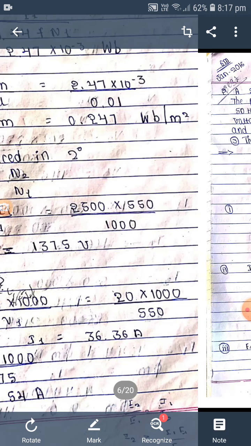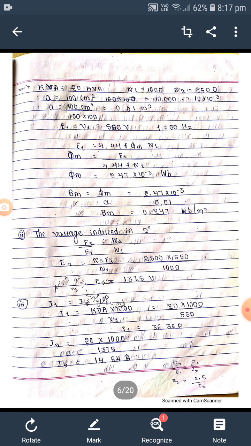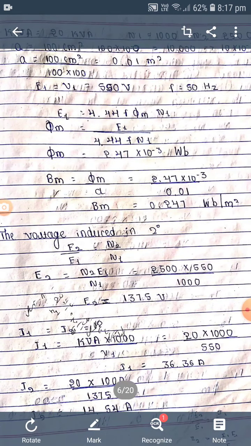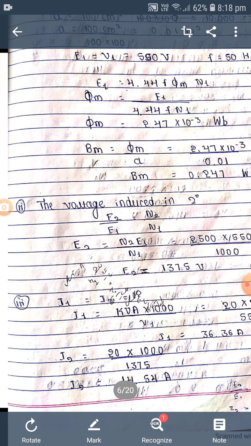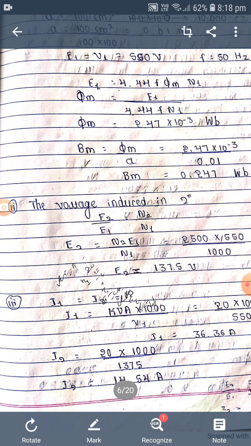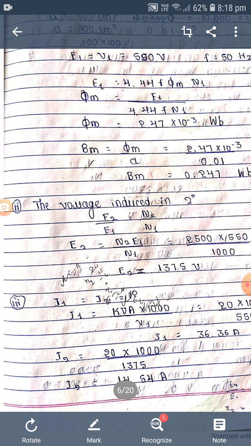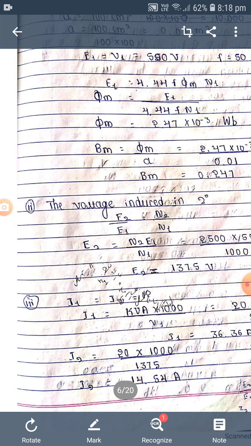kVA is 20 into 1000 divided by primary voltage V1, 550. Then I1, the primary current, is equal to 36.36. Then I2 is equal to, now use the same kVA, 20 into 1000 divided by V2, or E2 you have to use. Then I2 current will be 14.54.